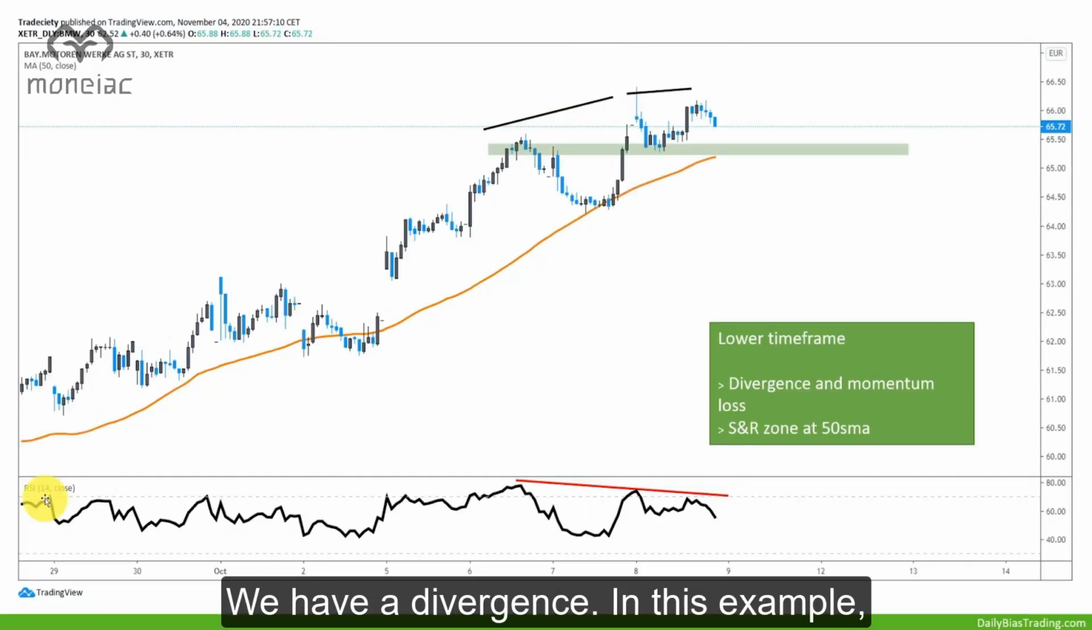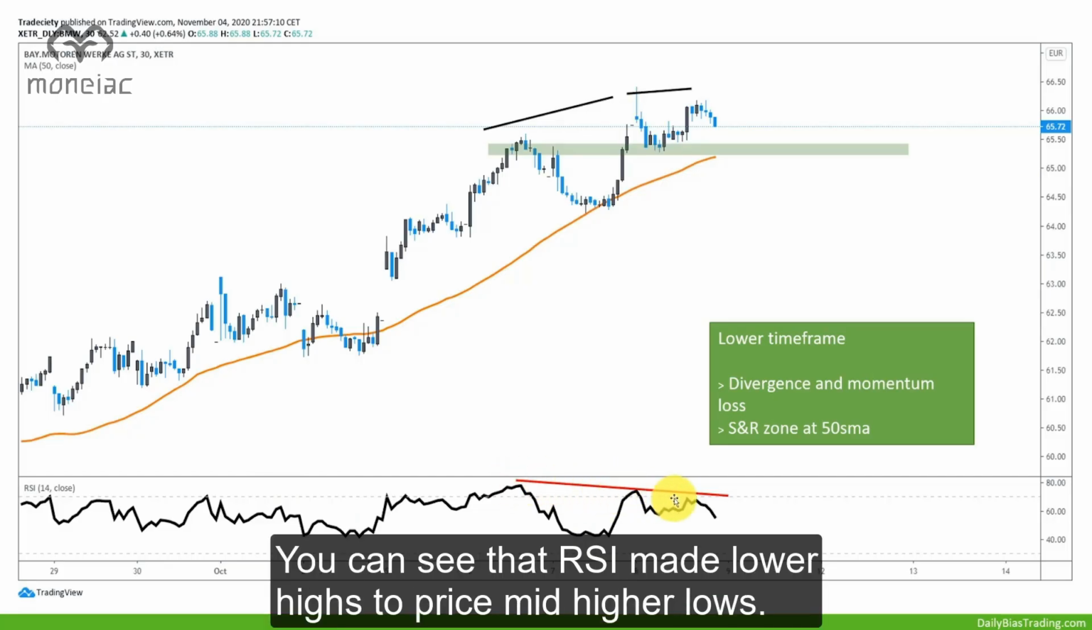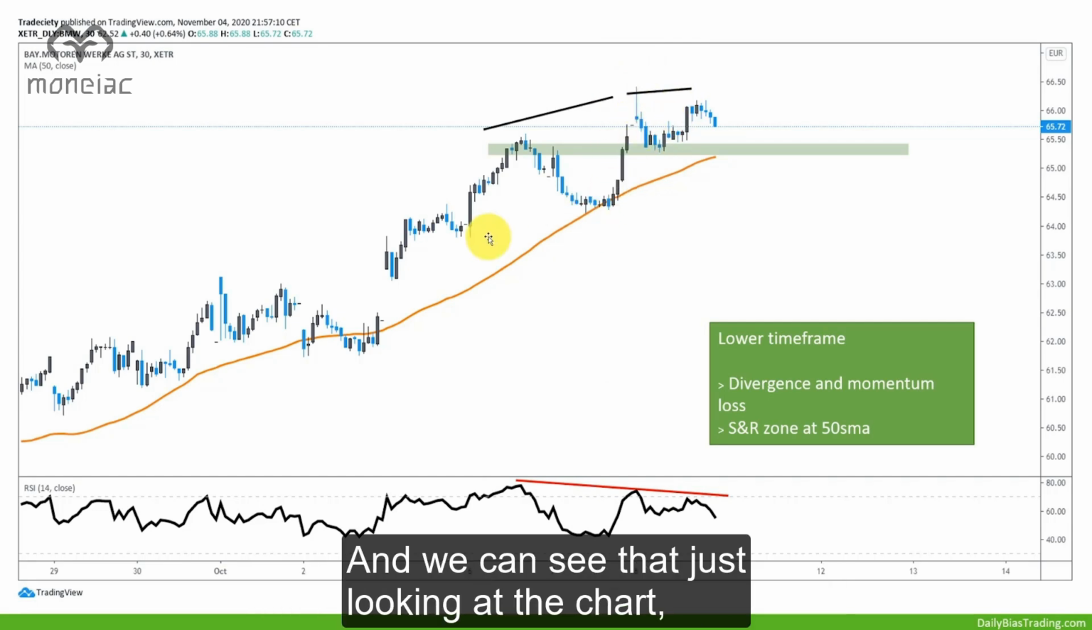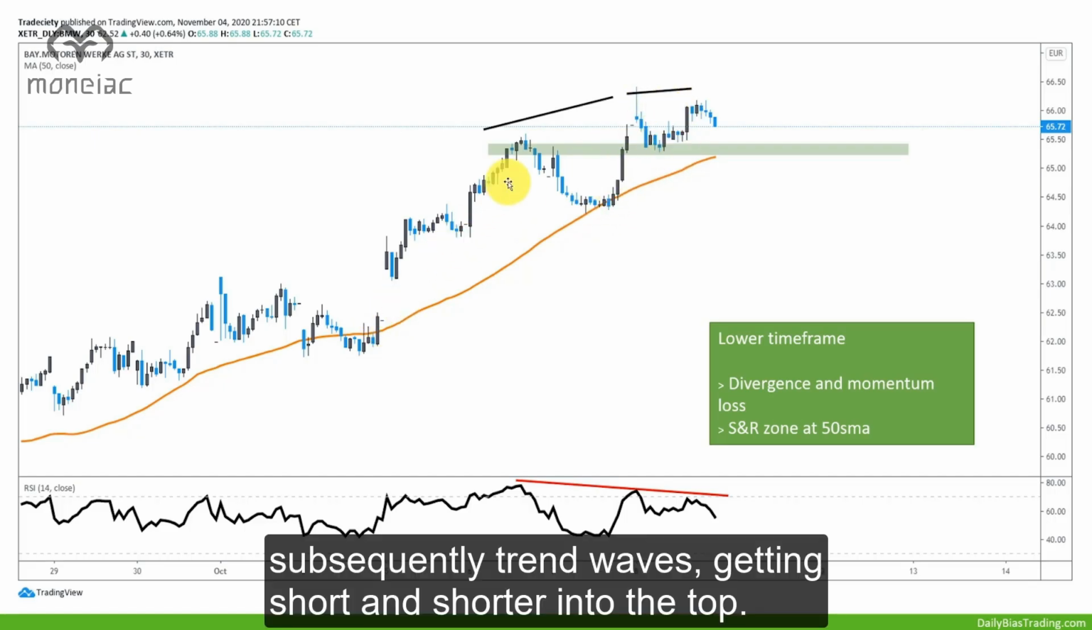We have a divergence. In this example, I added the RSI just for visual confirmation. You can see the RSI made lower highs, the price made higher lows. That's a divergence. It means that the trend waves are getting shorter, and we can see that just looking at the chart. Compare this trend wave to this trend wave to this trend wave. Subsequently, trend waves getting shorter and shorter into the top.